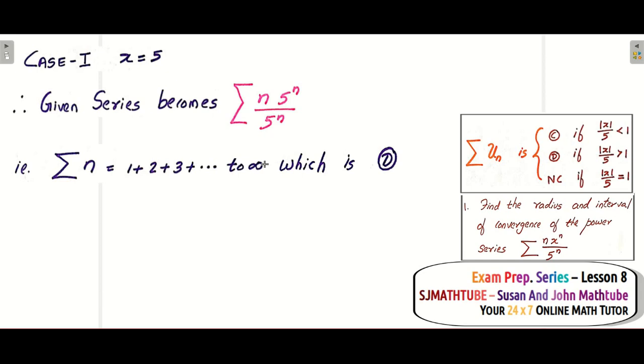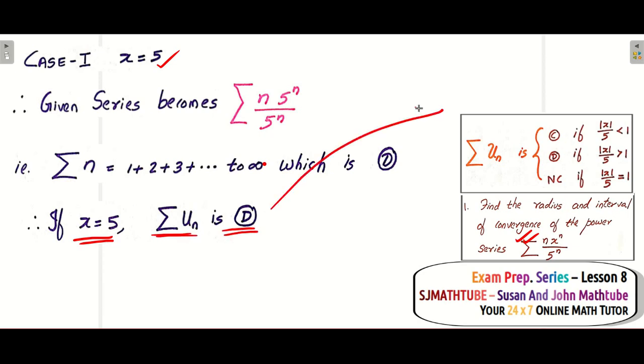So we don't have to do any test. So obviously the answer is infinity. So the series is divergent. Now let's keep the fact here. That is, if x equal to 5, that was our case, then the given series, that is our sigma un, is divergent. Okay, let's keep it here.